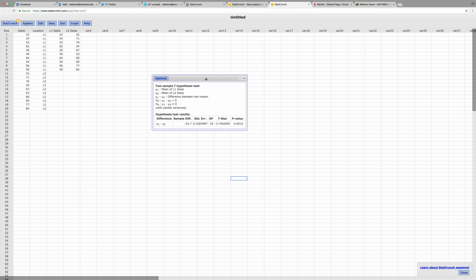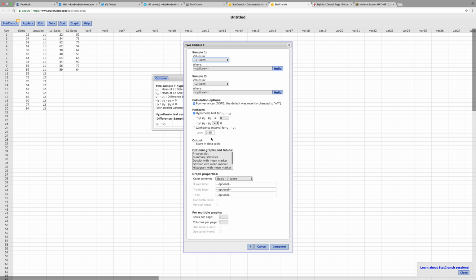And just like that, wham bam, thank you ma'am, x bar 1 minus x bar 2 is negative 23.7. Our pooled variance, which kind of smashes our sample variances together and gives us a pooled, combined variance. The degrees of freedom are 18. Our test statistic is negative 3.746, not 3.476, as I tried to make it. Our p-value is less than 0.05. So we get a p-value less than 0.05, so we get statistical significance.